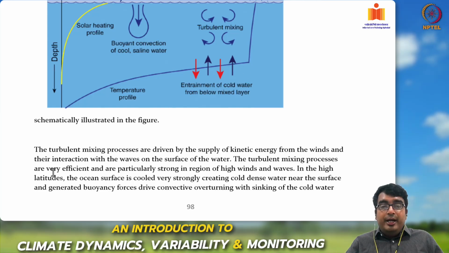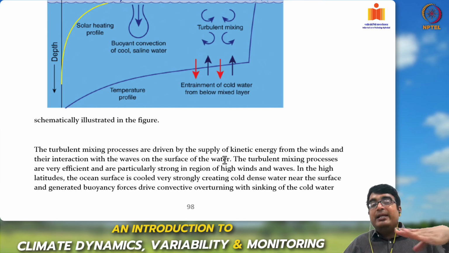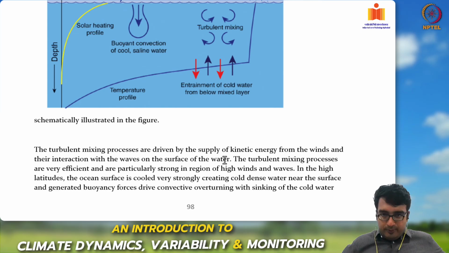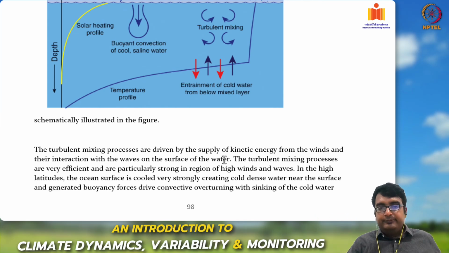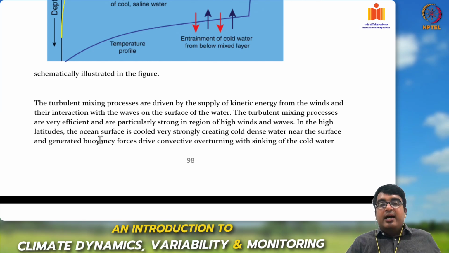Now, the turbulent mixing process, which is one of the main ways by which heat transport is happening, is driven by the supply of kinetic energy from the winds and their interaction with the waves on the surface of the water. So that is a complicated process. The winds are creating the waves that you see in the ocean. Okay. So the turbulence that is caused by the joint impact of the winds and the waves is causing the turbulent mixing. And these processes are very efficient and are particularly strong in regions of high winds and waves.